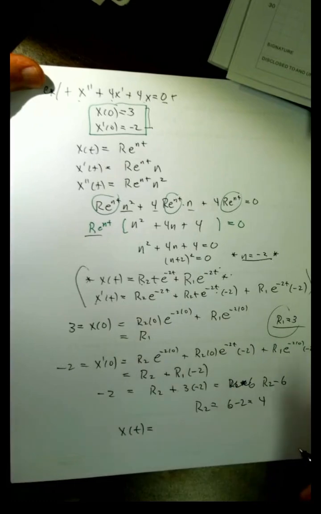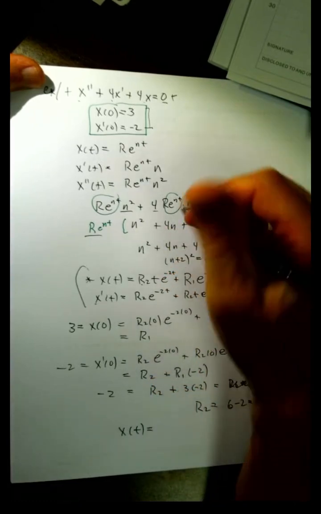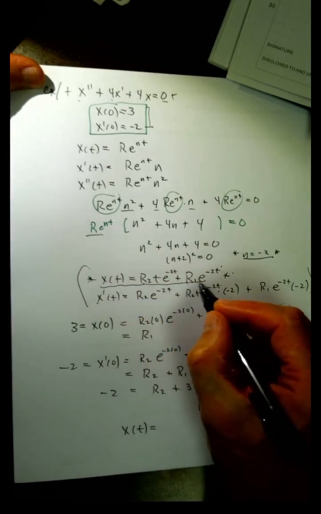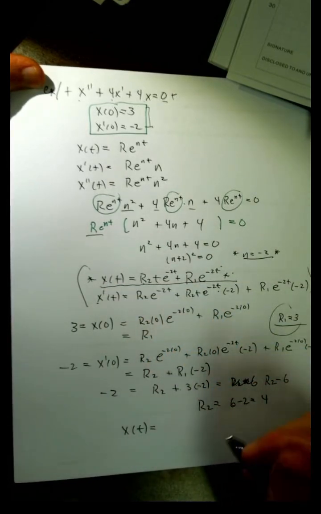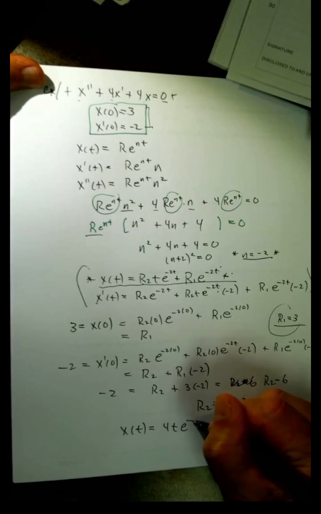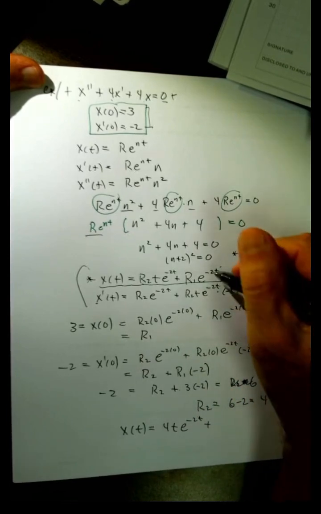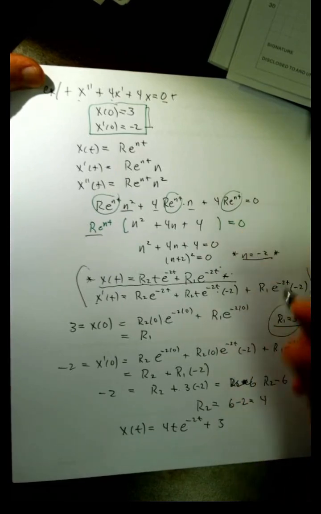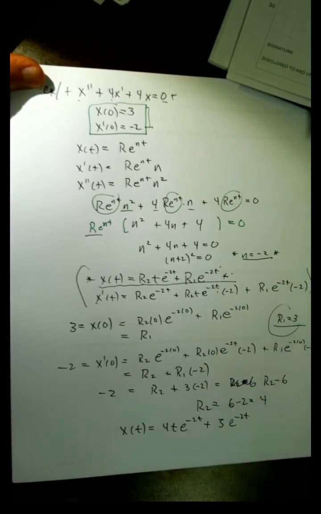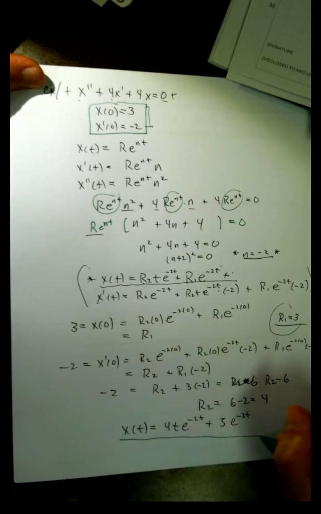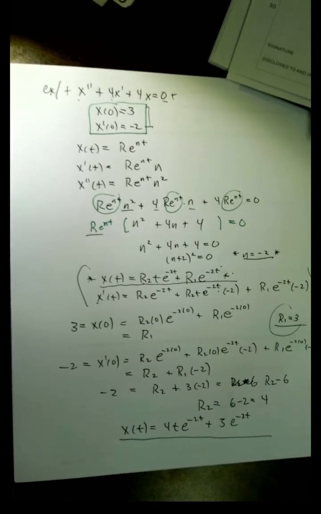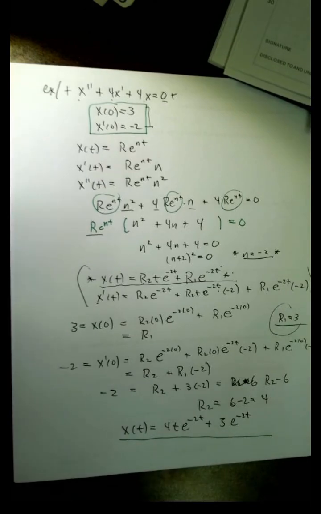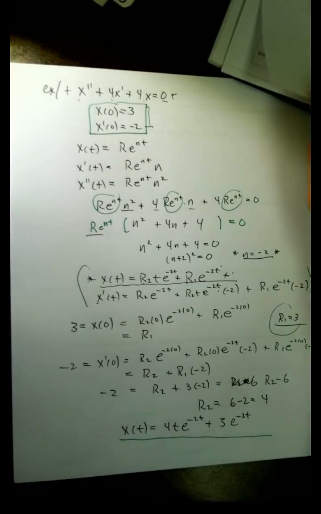So my specific solution, coming back to, where is it? Here, is R2, so I get 4t e to the minus 2t, plus R1, and I said R1 is 3 e to the minus 2t. So that is my specific solution to the original differential equation. Okay.